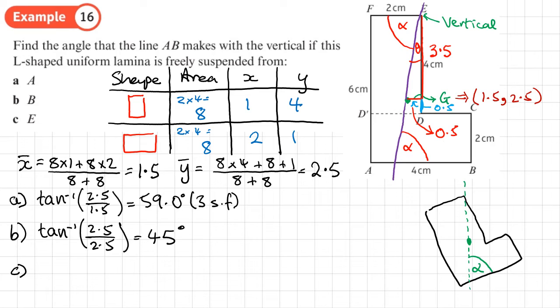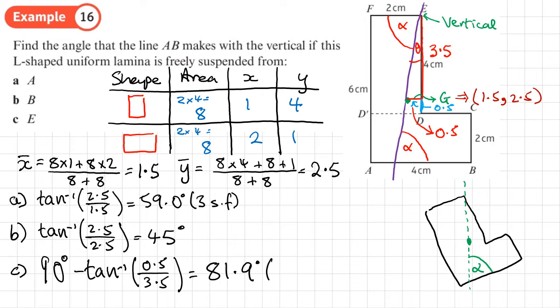So that first angle that I want to find is going to be the tan inverse of 0.5 over 3.5, and I need to subtract that from 90, because obviously that's the one that I want to find. So it's going to be 90 minus the tan inverse of 0.5 over 3.5. Now that gives me something like 81.86989 degrees. So to three significant figures, we'll give that as 81.9 degrees. I'll just put three significant figures.